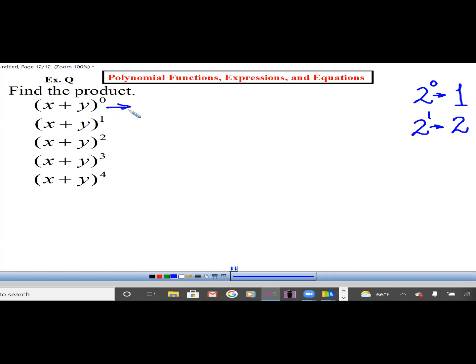X plus y to the 0 is 1. X plus y to the 1 is x plus y. Okay, that's easy. The next one is easy because I asked you to memorize the identity of this one. Is that correct? Which is x squared plus 2xy plus y squared. And you're like, oh, that's true. I needed to memorize those.